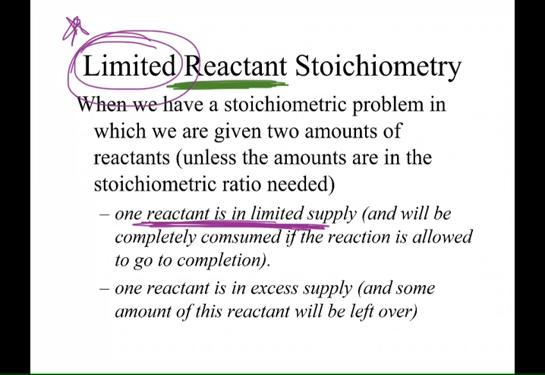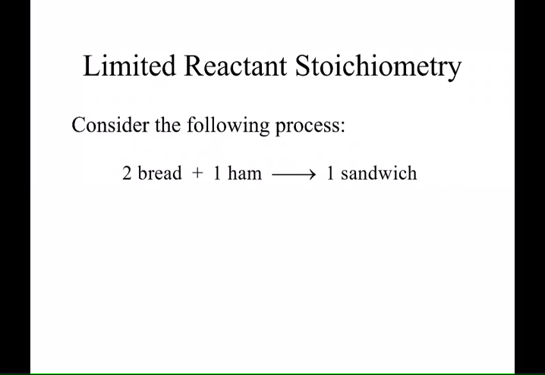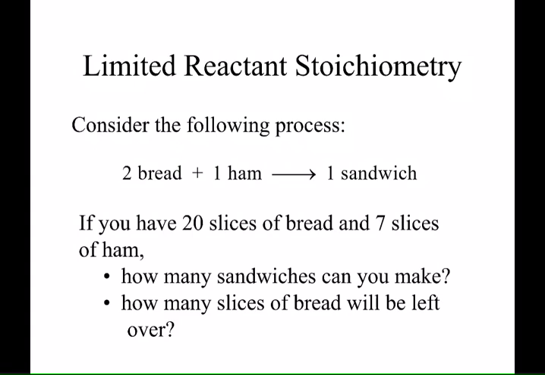Let's see if I can show you what I mean. Let's say you are making sandwiches, and for each sandwich you need 2 pieces of bread and 1 piece of ham. You go to your cupboard and you want to make as many sandwiches as possible, and you recognize that you have a mismatch of ingredients. You have 20 slices of bread and you have 7 slices of ham. So how many sandwiches can you make? I'm going to ask that in the form of a question.